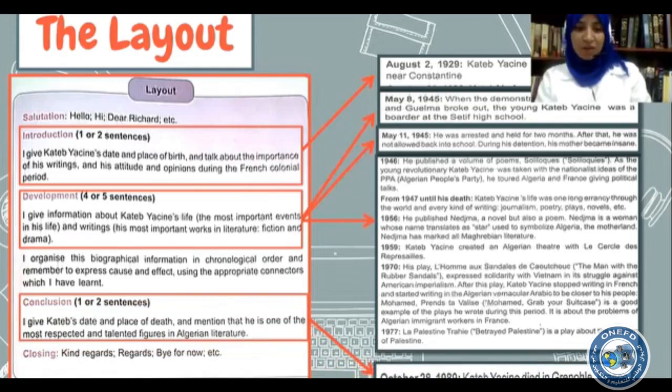Then we have in the conclusion, October 28th, 1989, كاتب ياسين died in Grenoble, France. So this is the biography card. So we divided the information in the biography card following the layout that we have: the introduction, development, and conclusion.